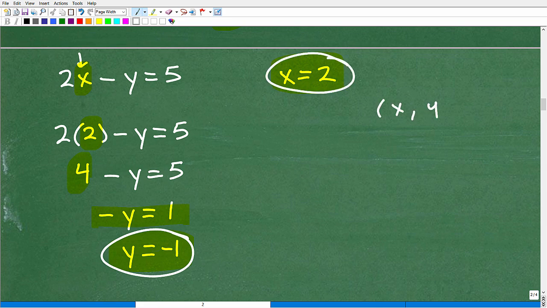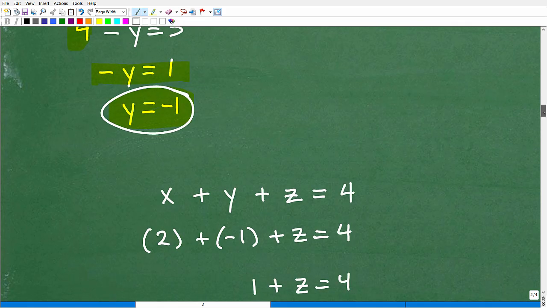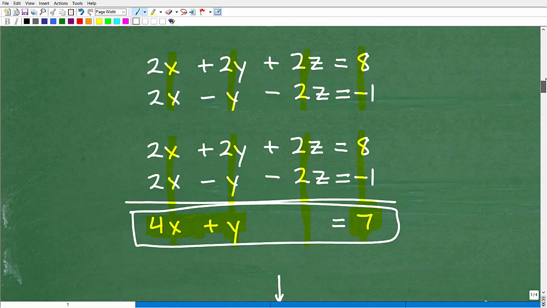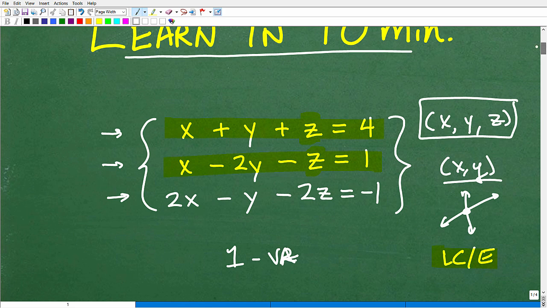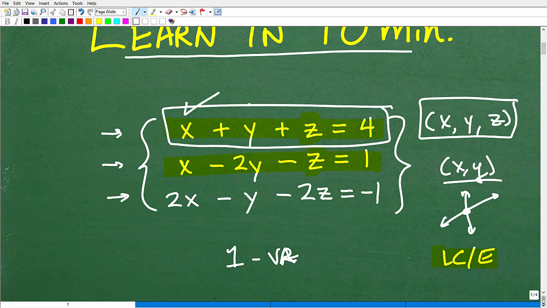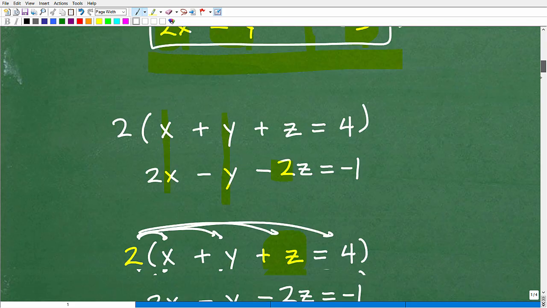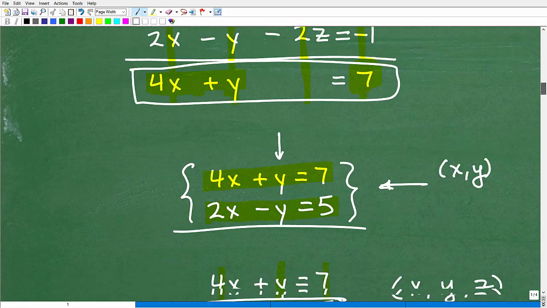Remember, I'm looking for an ordered triple, x, y, z. I have this now as 2. This is negative 1. So how do I get that z? Well, you can use any equation from the original system. Up here, let's see. So the easiest one would be this. We know what x is. We know what y is. So I'm going to plug those values in, and I can solve for z. Super easy. Let's go ahead and do that now.